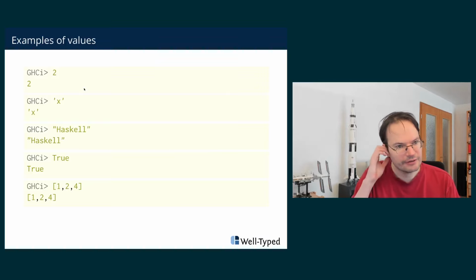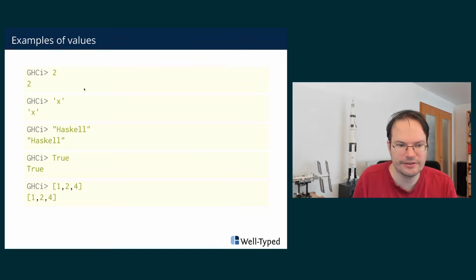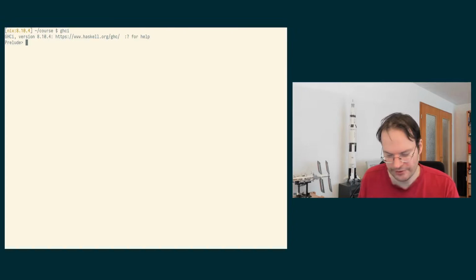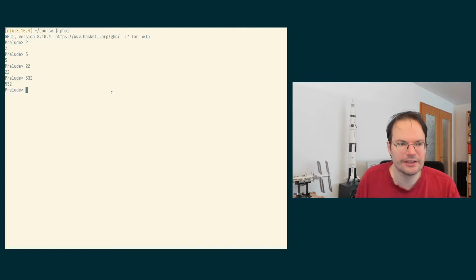Let's have a look at some example expressions, and this slide shows expressions that are all values, which you can observe from the fact that the result that is printed back is always just the expression that you typed in. So if I type in just a number such as 2, but it could also be 5 or 22 or 532, you get just a number back. All these numbers are expressions, and they're in particular also values.